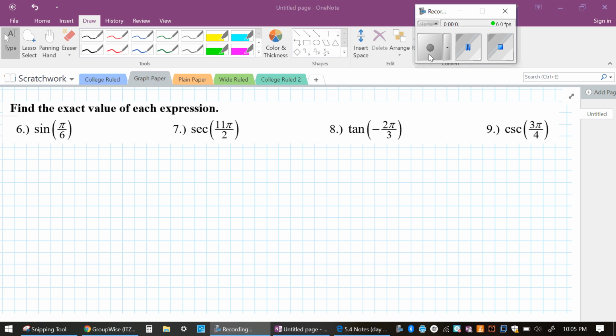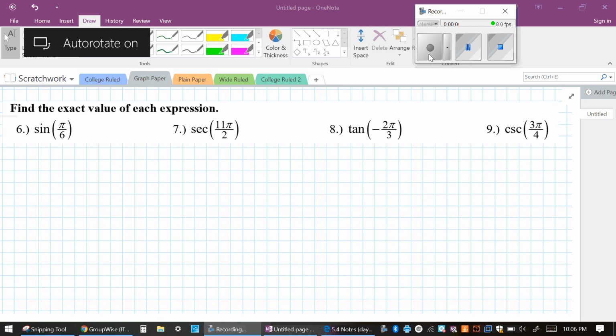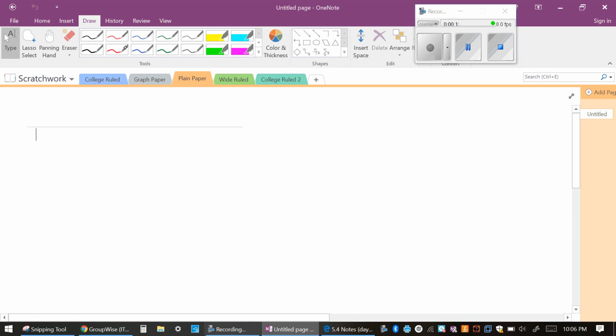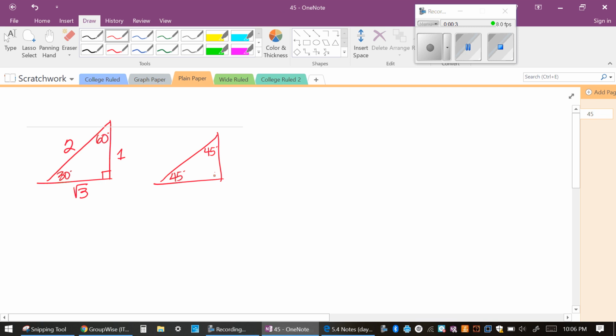Okay guys, continuing with the 5.4 notes, day 1. This bottom section I threw in here as a review. Now, in chapter 4, we talked about special triangles and how to use those instead of the unit circle. I asked you to memorize the lengths of the sides, so in case you forgot, here are the special triangles again.